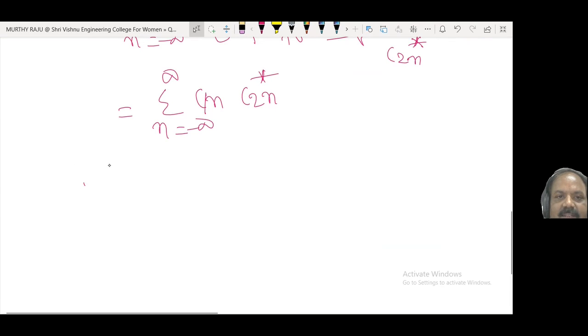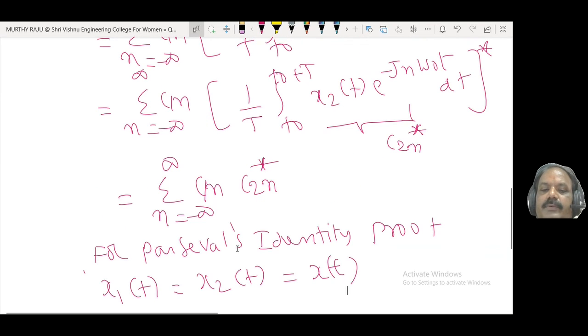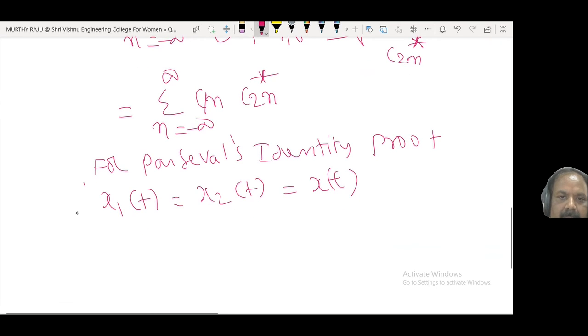For Parseval's identity proof, x1(t) is equal to x2(t) is equal to x(t).